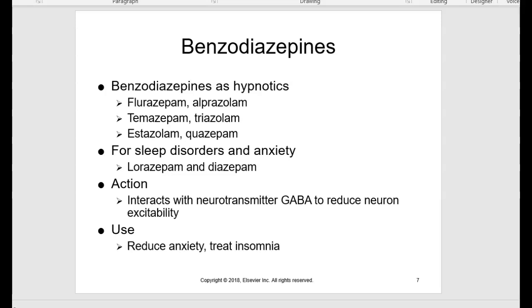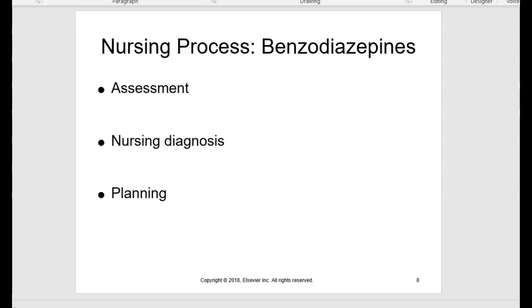Go ahead and look at the purple nursing process box for benzodiazepines. Pause the video and pull out what you think is the most important information for benzodiazepines. So under assessment, we want to get a drug history for the patient. We need to know if they're taking medications, other CNS depressants, which could potentiate respiratory depression and hypotensive effects of the benzos.